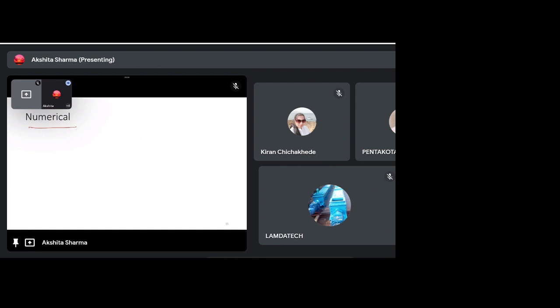Numericals. In your assignment, there were different types of numericals. So here we will practice some of the questions. Question 1. How many nanotetrahedrons can be packed into 1 meter cube? Suppose the dimension of each tetrahedron is 10 nanometer.